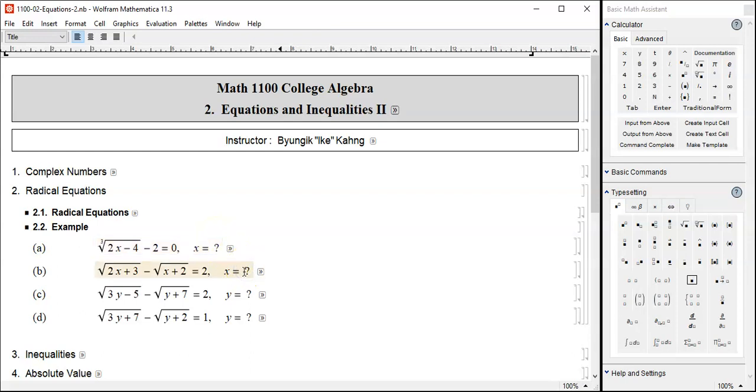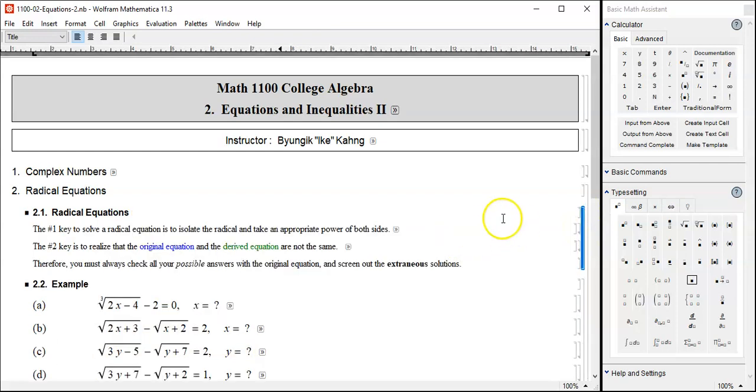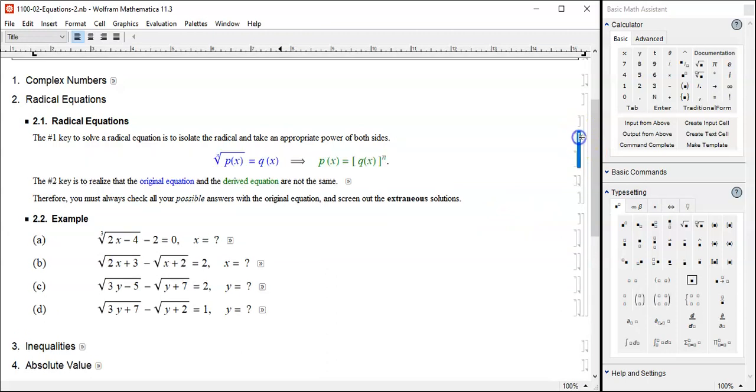Here we have two square roots. Of course, dealing with two radicals is going to be harder than just one radical. The key technique is this. Isolate the radical and take the nth power of both sides so that we eliminate a radical.